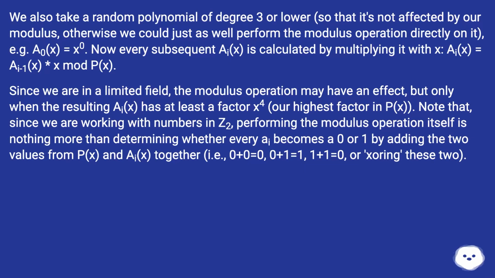Since we are in a limited field, the modulus operation may have an effect, but only when the resulting i(x) has at least a factor x^4, our highest factor in p(x). Note that, since we are working with numbers in Z2, performing the modulus operation itself is nothing more than determining whether every bit becomes a 0 or 1 by adding the two values from p(x) and i(x) together, i.e., 0 plus 0 equals 0, 0 plus 1 equals 1, 1 plus 1 equals 0, or zeroing these two.